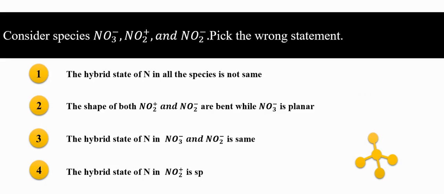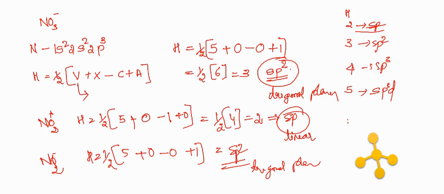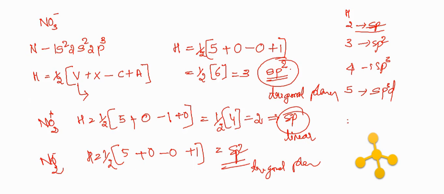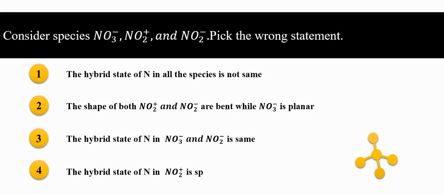The hybrid state of nitrogen in NO3 minus and NO2 minus is the same. See NO3 minus and NO2 minus, both sp2, trigonal planar, that is the right option. Hybrid state of nitrogen in NO2 plus is sp. See here the second case NO2 plus, it is a sp hybridization. So the second option, the shape of both NO2 plus and NO2 minus are bent while NO3 minus is planar, it is a wrong statement.